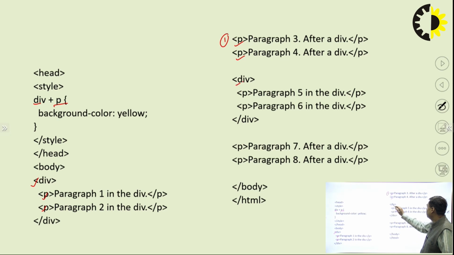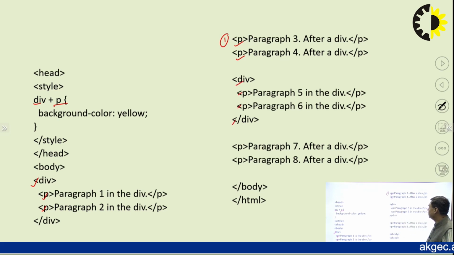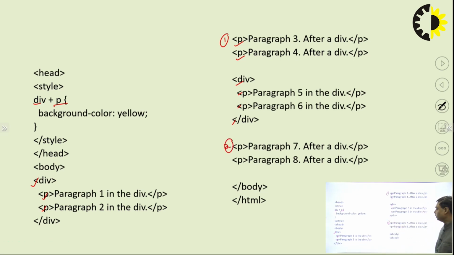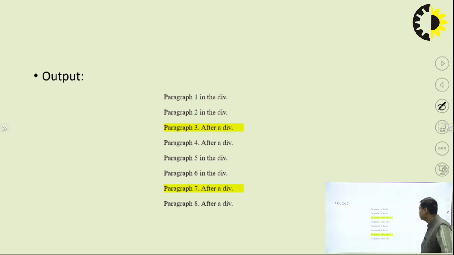Similarly, we have the div element. These P elements are children of this div element. Now, this second P element will be the adjacent sibling of this second div element. Now, this will not be considered, it will consider only the adjacent sibling, and this is the output. You can see paragraph 3 background color is yellow, paragraph 7 background color is yellow.